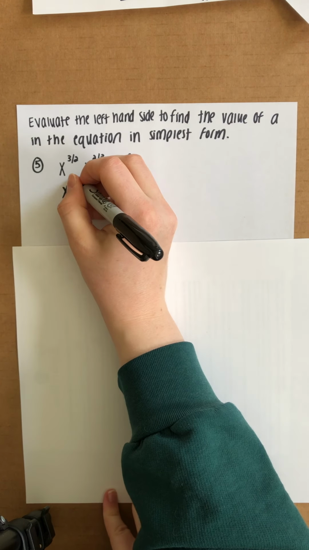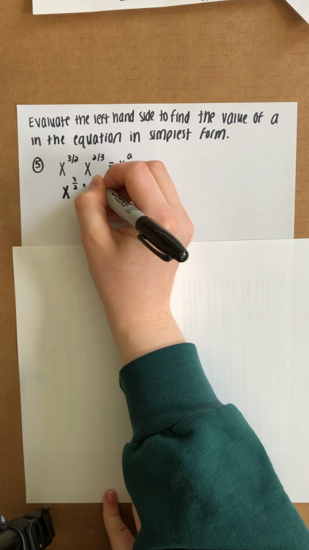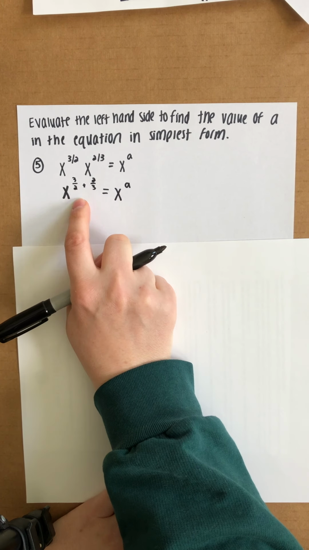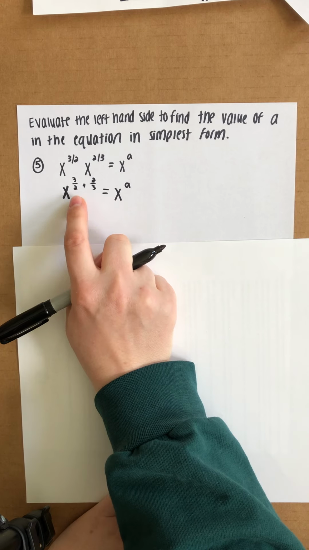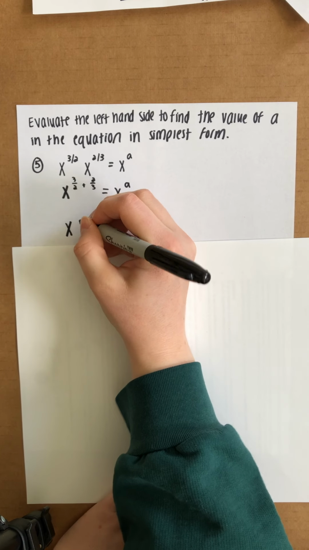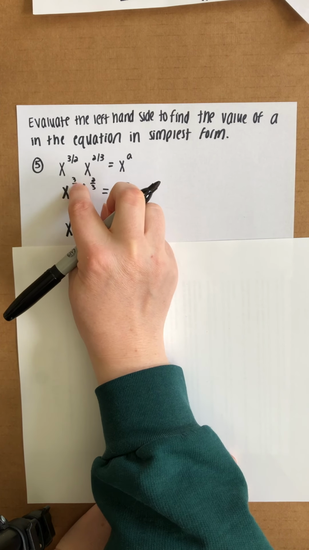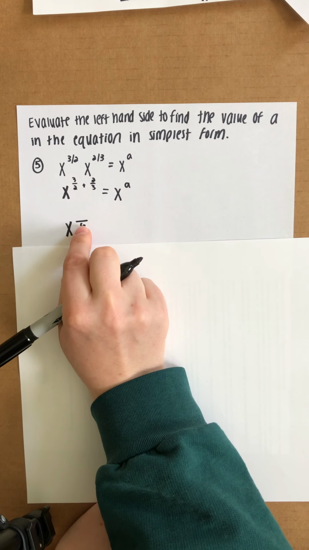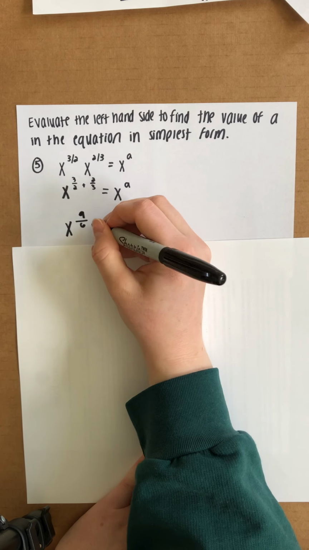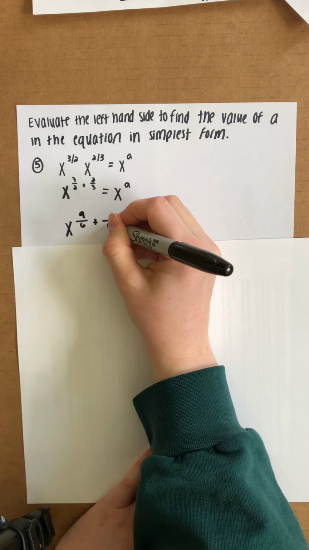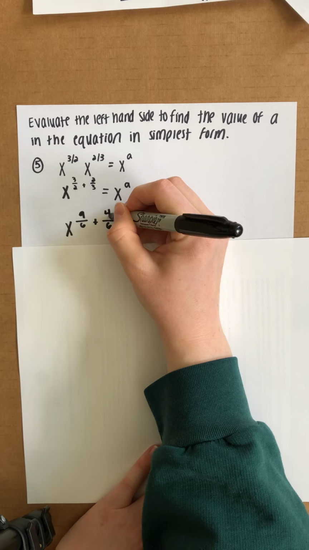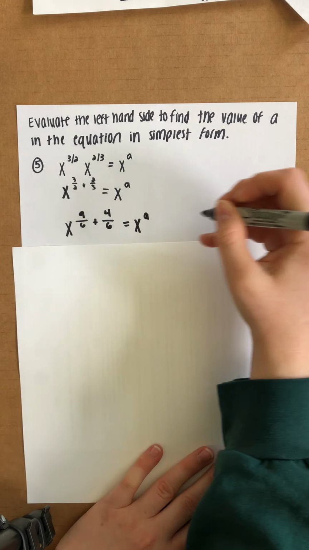This is going to be x to the power of 3/2 plus 2/3 equals x to the power of a. Before we can actually add these two exponents together, we need to get a common denominator. So our common denominator is going to be 6. So we're going to write that as x to the power of, to get 3/2 over 6, we multiply the denominator by 3. So the numerator gets multiplied by 3 also, so that's 9 over 6. Plus, in our second fraction, to get that over 6, we need to multiply the denominator by 2. Multiply our numerator by 2, we get 4. Still equals x to the power of a.